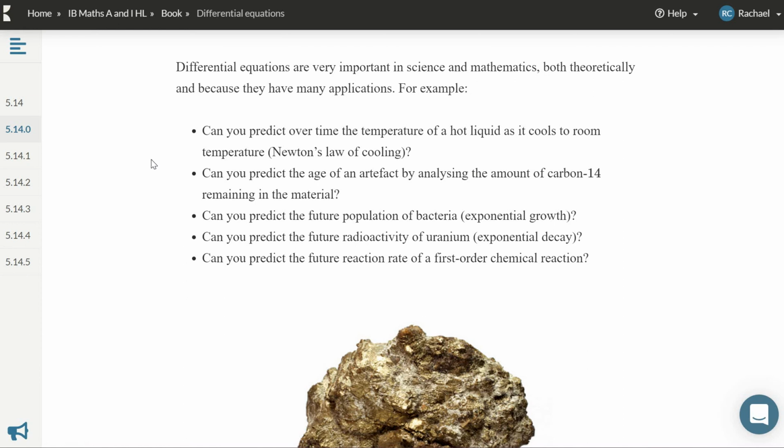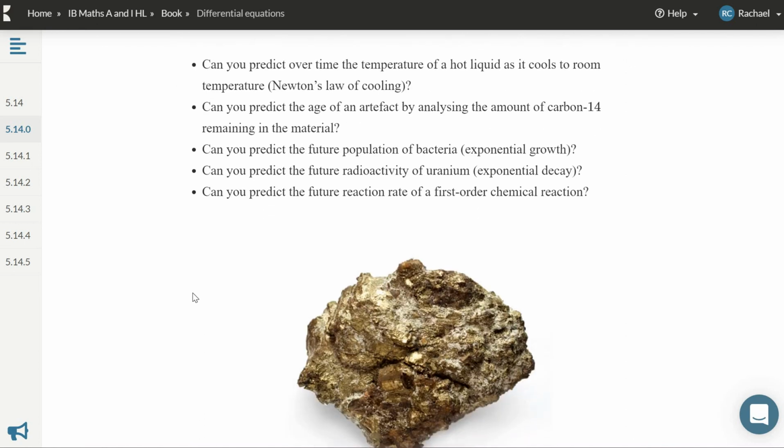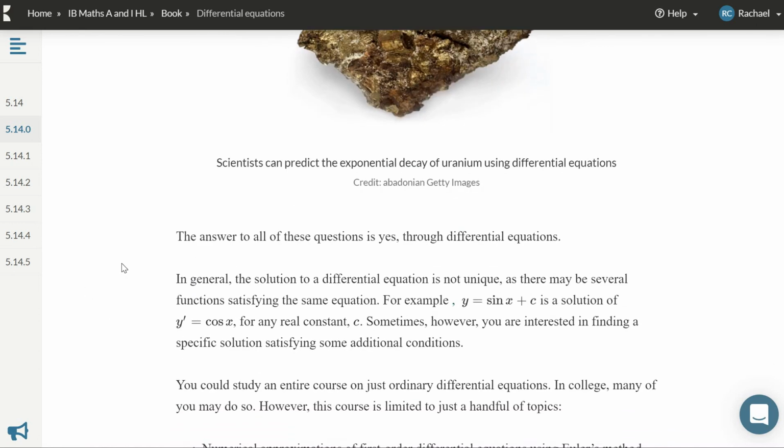Examples are predicting over time the temperature of a hot liquid as it cools to room temperature. That's a famous problem called Newton's law of cooling, or it's a law. Can you predict the age of an artifact by analyzing the amount of carbon in the material? Can you predict the future population, exponential growth, or exponential decay? These are all types of problems where you would need to use differential equations to find the solution.